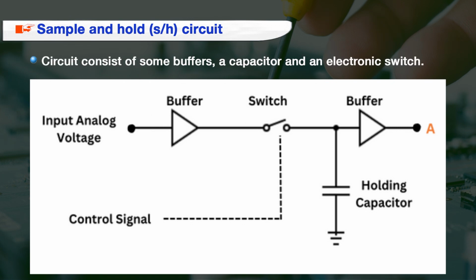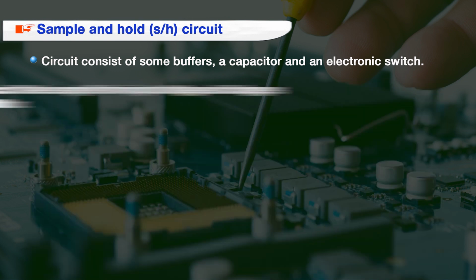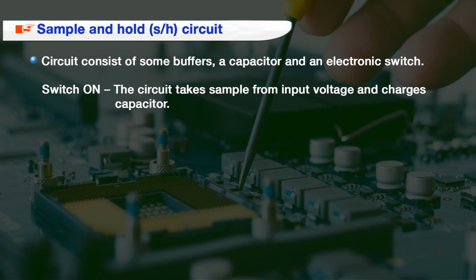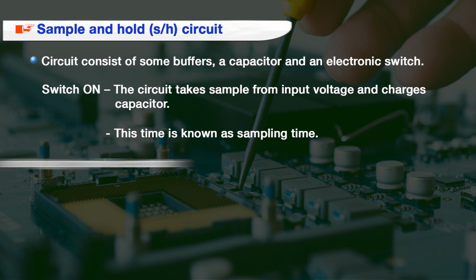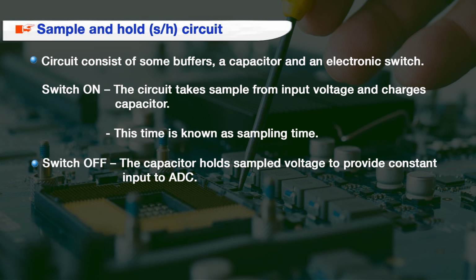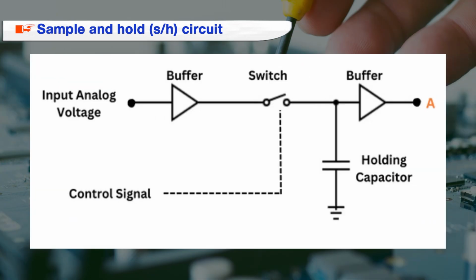The sample and hold circuit consists of some buffers, capacitors and an electronic switch as shown in the circuit diagram. When the switch is turned on, the capacitor gets charged by the input analog voltage. The time during which the capacitor is charged is known as sampling time. When the switch is turned off, the capacitor holds that sampled voltage to provide a constant input to the ADC. This time is known as hold time. A control signal is used to turn on and turn off the switch. This way the sample and hold circuit works.